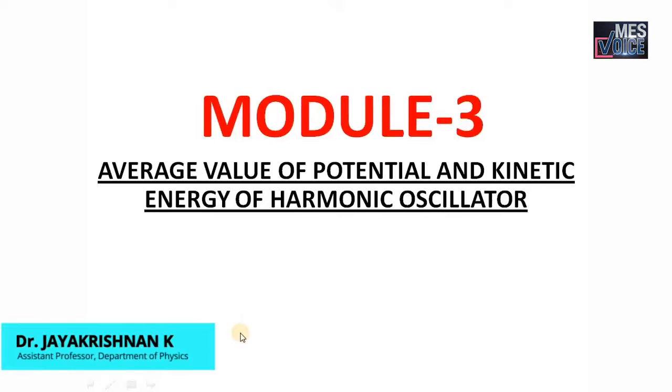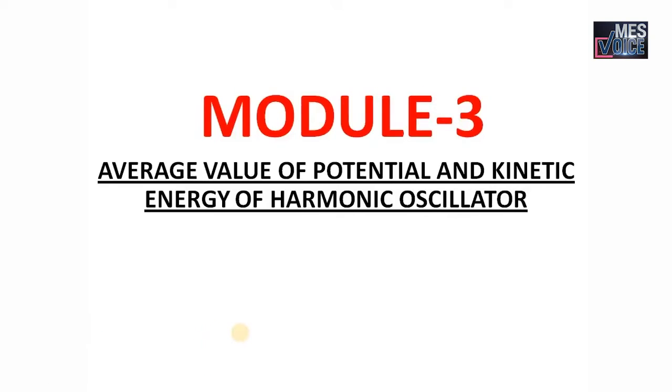Hello, welcome students. As you know, in the previous class we talked about the harmonic oscillator and we derived the expression for displacement of a harmonic oscillator with respect to time. Thereafter we calculated the expression for energy of a harmonic oscillator, both kinetic energy and potential energy. That was actually instantaneous kinetic energy and potential energy. Instantaneous means time dependent potential and kinetic energy.